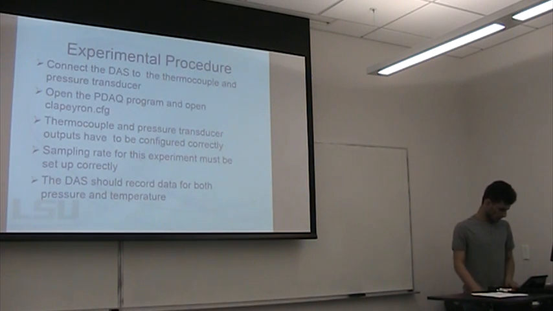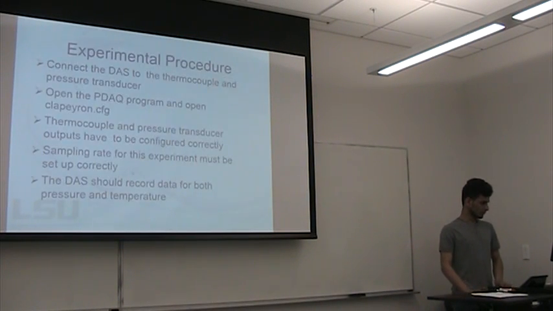And the sampling rate for the experiment must be set up correctly. The data should be encoded during the 5 to 15 minutes, and we have to take data every 2.5 seconds to get a reasonable number of data points. And then finally, the DAQ should encode data for both pressures and temperatures. And the pressure and temperature readings should be close to the ambient condition.